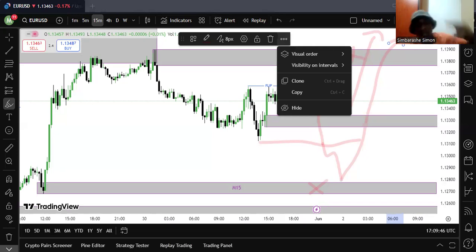Just trade cautiously, guys, because you never know the market. Just use risk management, then you're good to go. You don't have to be scared of the market. If you only put your risk management in order, then you're good, guys.